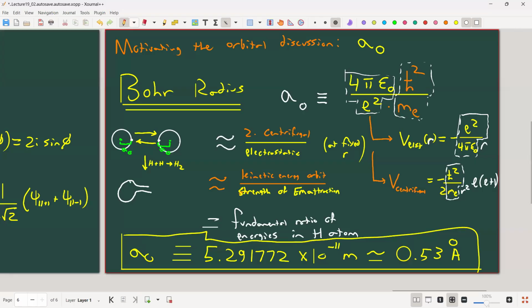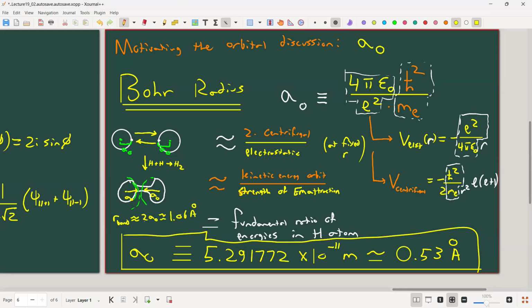Well, it's kind of like I've added some connective glue between those two 1s orbitals. Right? And this is a naught. We'll say that this is roughly a naught, and this is roughly a naught. So the distance that the bond forms, the bond length, looks like 2a naught, which is 1.06 angstroms.